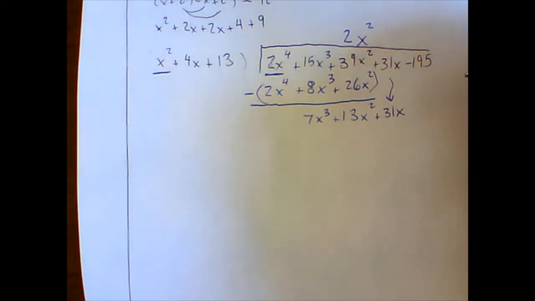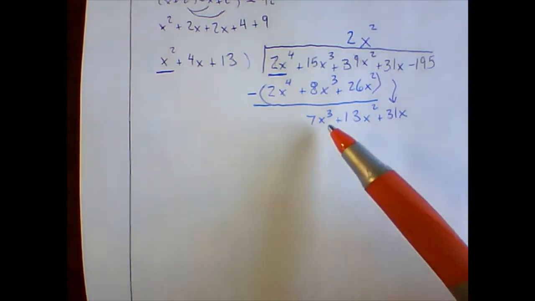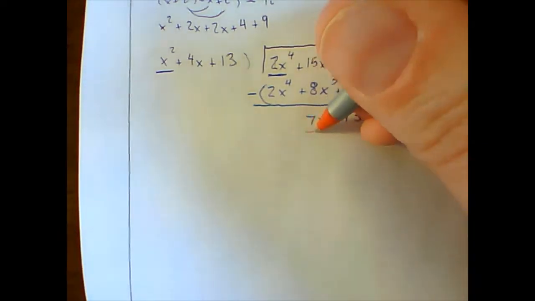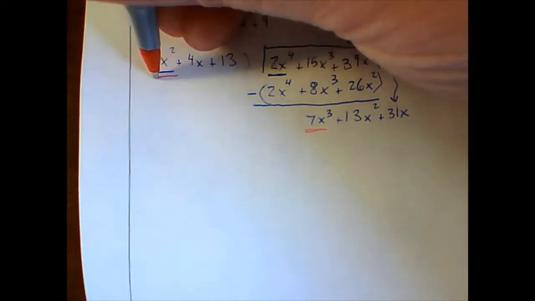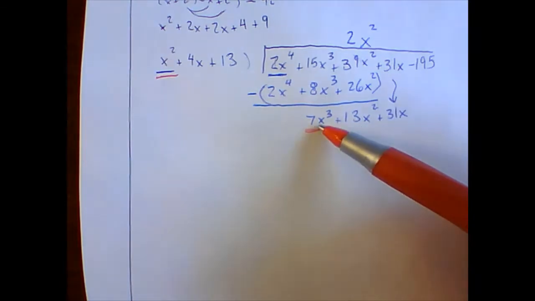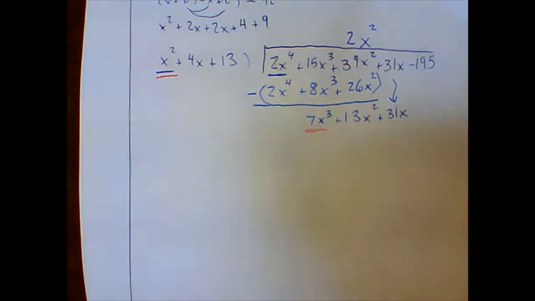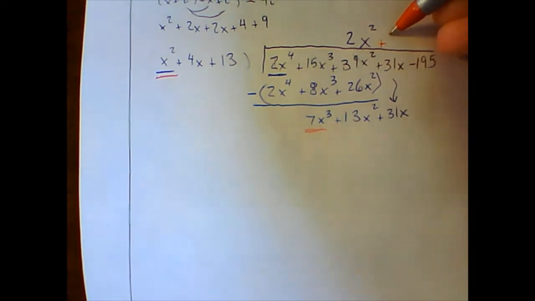All right, back to first terms. So every time you bring a number down and you finish a cycle, you go back to first terms. That's the start of the next cycle. Follow the same pattern. So we want x squared to become 7x cubed. We need the 7, and looks like we just need an x to get up to the x cubed.